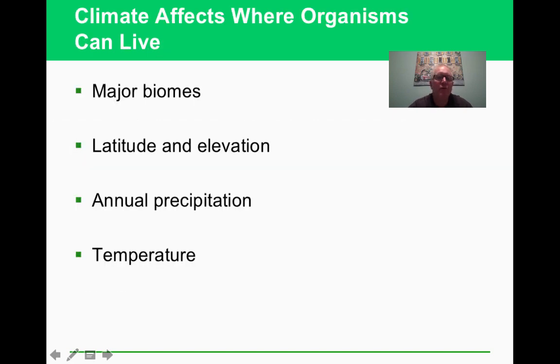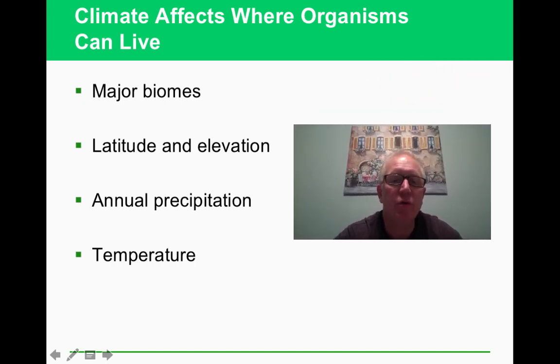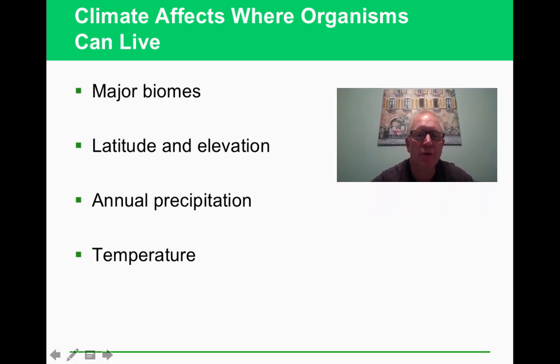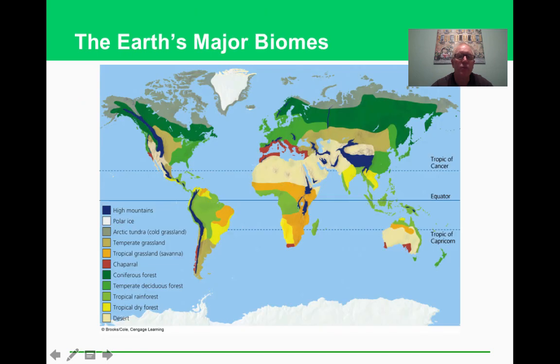Okay, so I've already mentioned this. The latitude and elevation have a similar effect as you move away from the equator and moving up into the mountains. You have a similar kind of effect, getting colder as you go up, colder as you go farther north or farther south from the equator. So it also is going to affect, as I said before, the amount of moisture, the precipitation, and exactly what the temperature is.